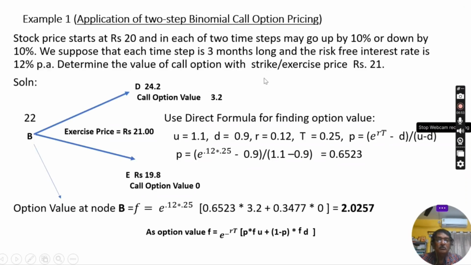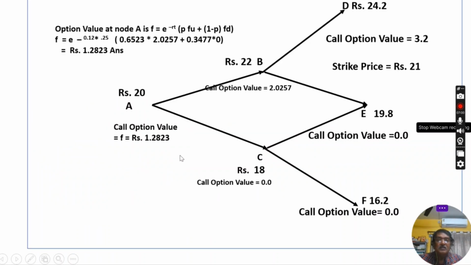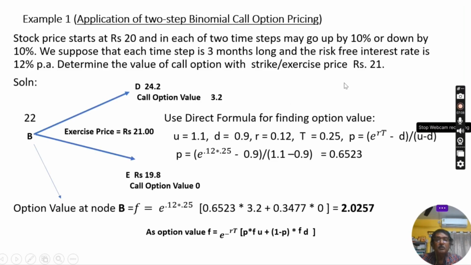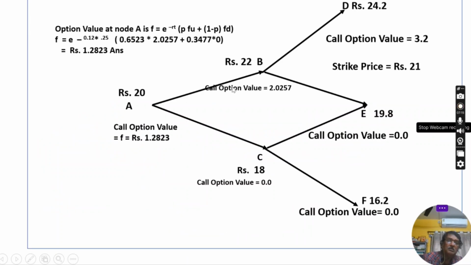For this, I am going to the previous slide. This is the 22 rupees. This is the D point, B, D and E. You see B, D and E. I am taking this part only. Here 22, 24.2 that I have written here. To show the entire picture, actually I have taken this slide.